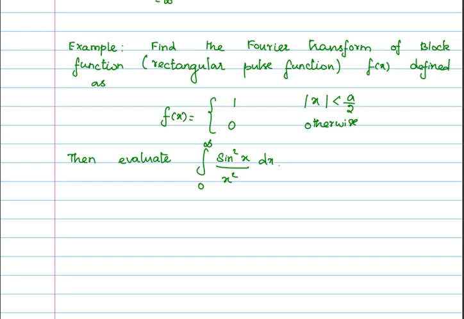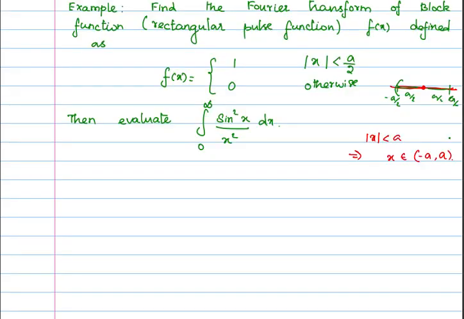So what is meant by mod x less than a? This means x lies between minus a and plus a. That is the meaning. Here the function is centered at the origin, and the radius is a by 2. So these are my minus a by 2 and plus a by 2; this is my radius, that is a by 2.